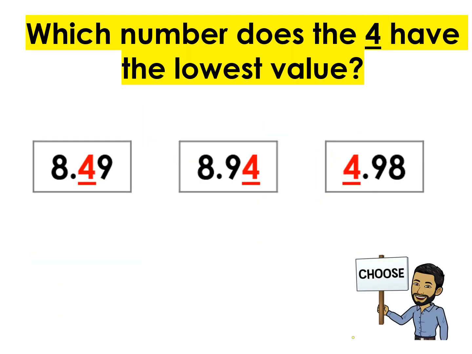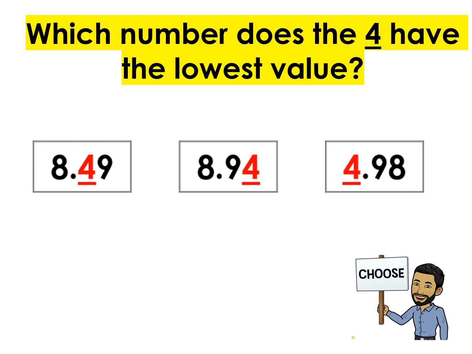Okay, so this one here, we've got 3 different decimal numbers. What you're looking at is the digit 4 in each one of them. Which one has the lowest value? And this is very important, you need to know about your place value and the placeholders and what they are all worth. So have a look at all 3 decimal numbers, and I want you to choose which one the number 4 has the lowest value in. So just pause the video and have a think about what your answer might be.